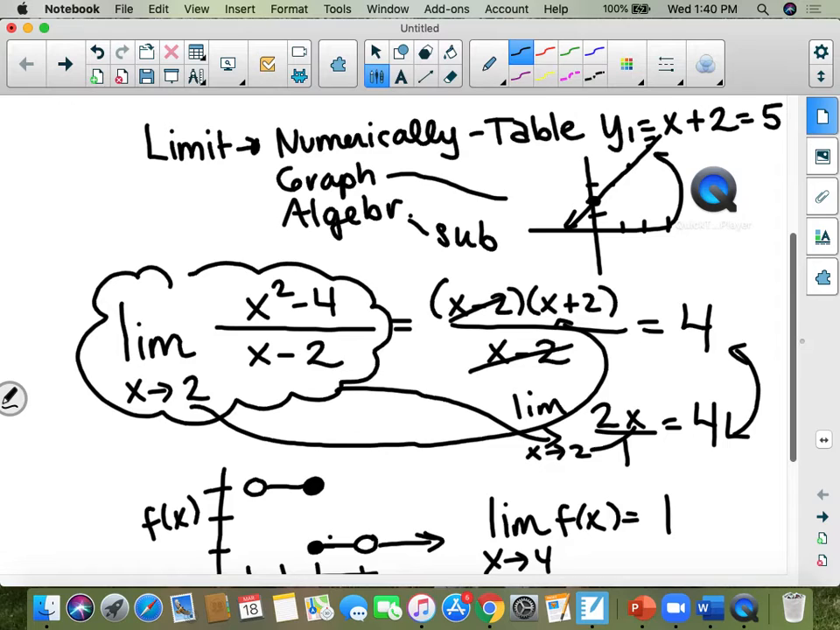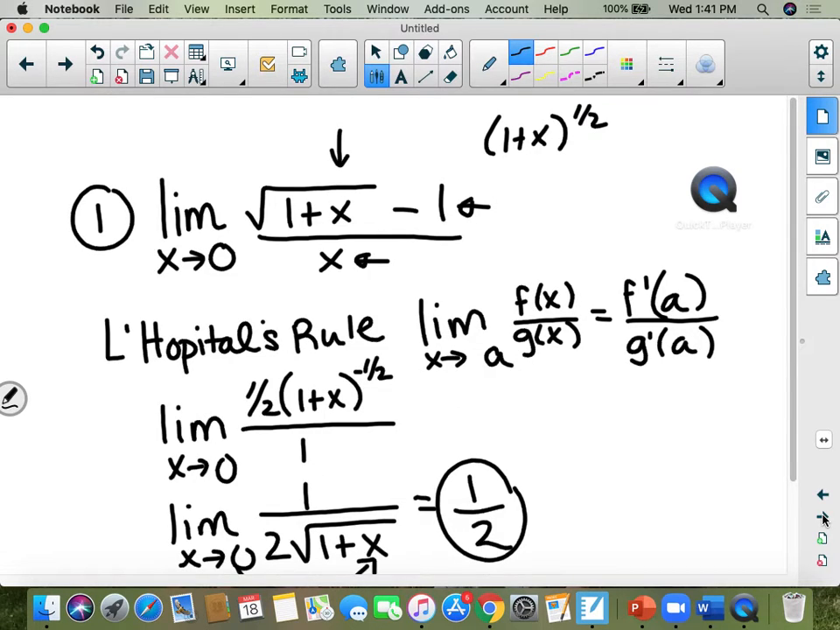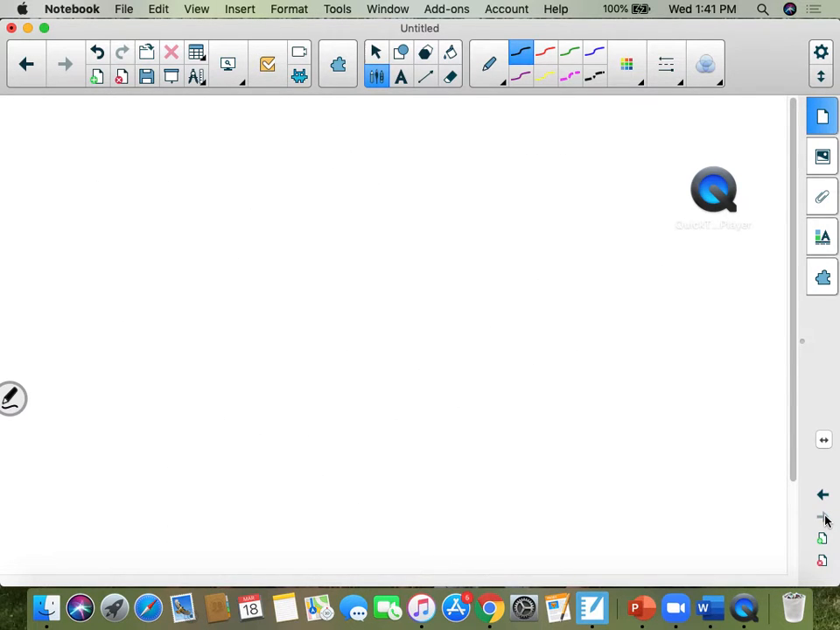You just didn't know L'Hopital's rule the first day of school when you learned about limits, or the first day of calculus. So L'Hopital's rule always works if you get 0 in the denominator. Not always, but 99% of the time. Okay, let's do a couple more. Let's do this one.